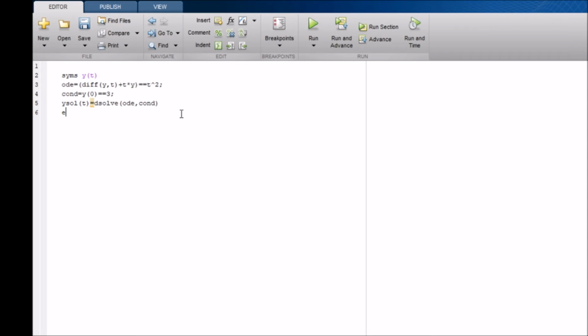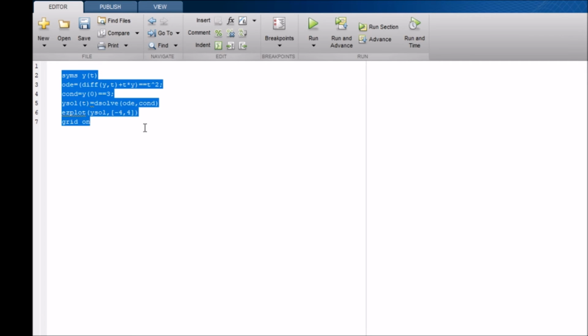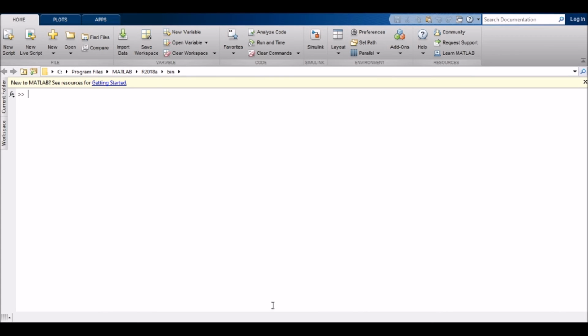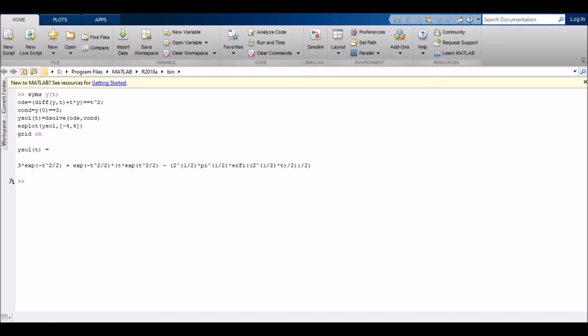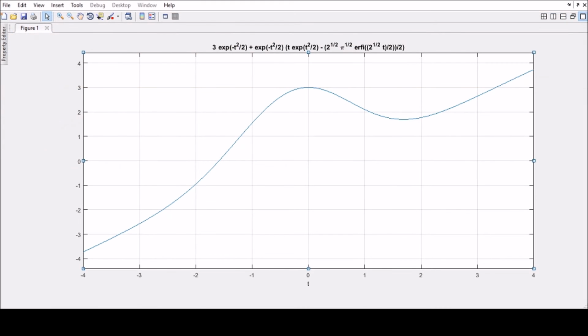Now I am adding program for plot, ezplot in bracket. We find out the plot of the solution, therefore this, and one condition for the limits, that means -4 to 4. Bracket complete, and grid. Now we run this program in command window. First we get the solution, and then we get the graph of this.